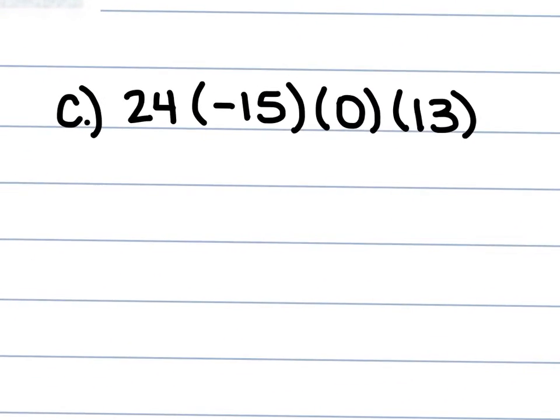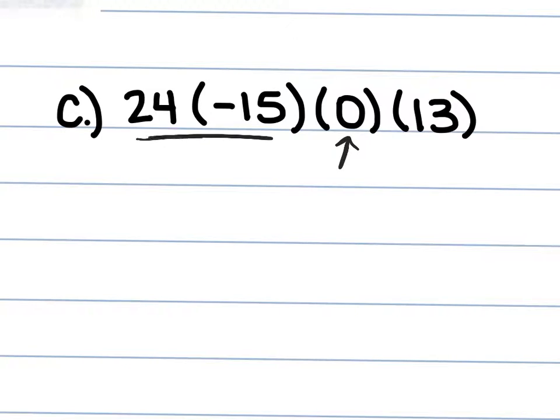Now, something should stand out to you on C. This is why we learn that rule, because this problem should take you no more than 3 seconds. Why? Just don't tell me what the answer is. Why should it take me no more than 3 seconds? Because there's a 0. And anytime you multiply it times 0, if all we're doing is multiplying, the whole thing will end up as 0.